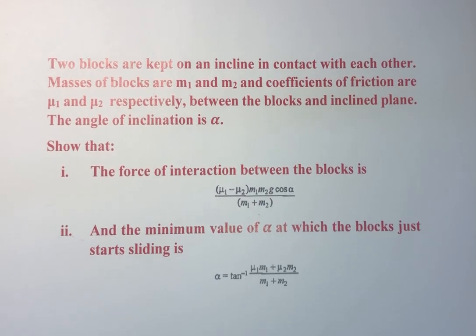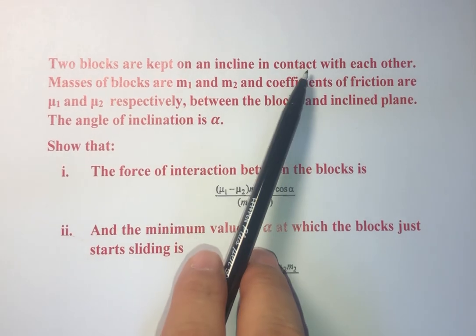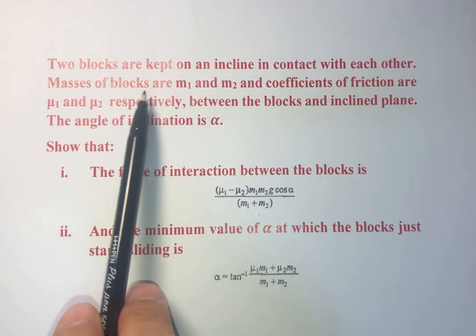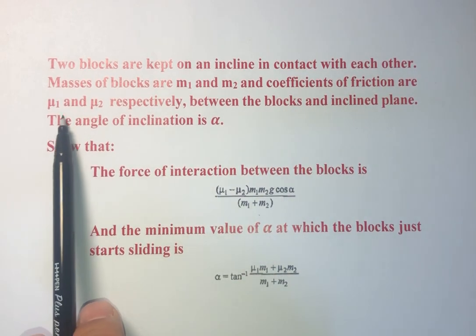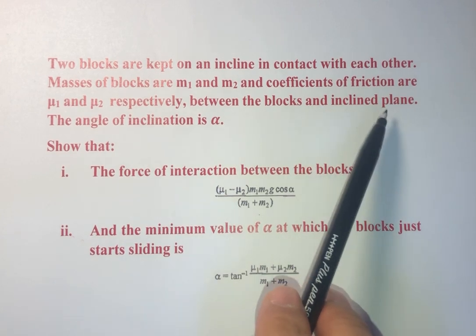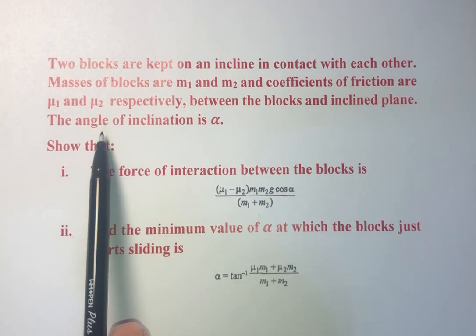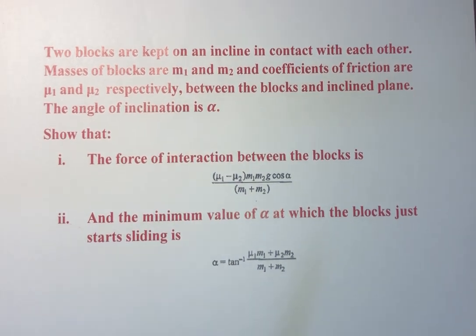Hello friends. So in today's question, two blocks are kept on an incline in contact with each other. The masses of the blocks are m1 and m2 and the coefficients of friction are mu1 and mu2 respectively between the blocks and the inclined plane. The angle of inclination is alpha.